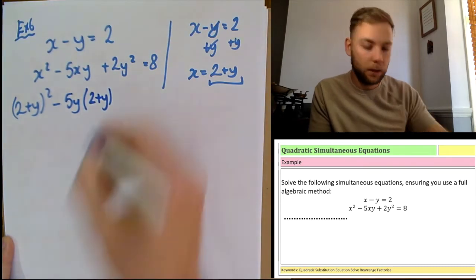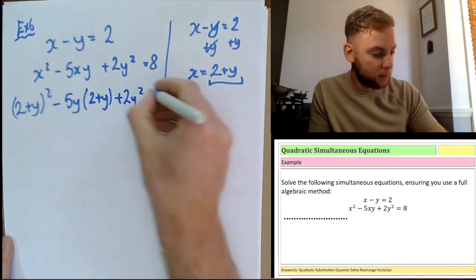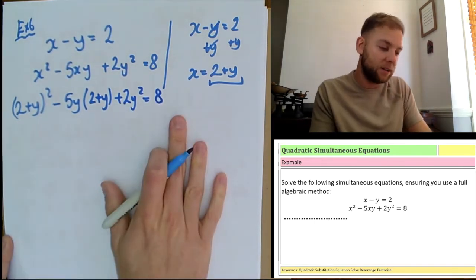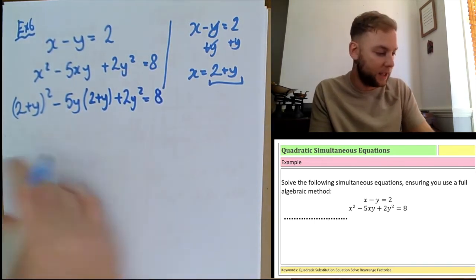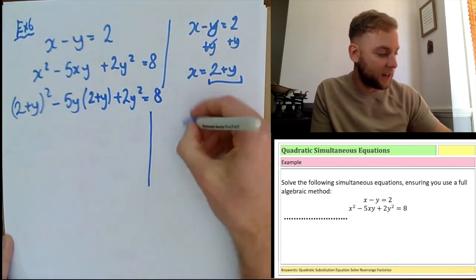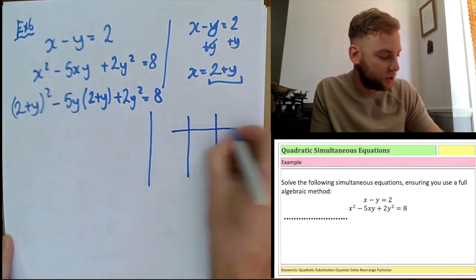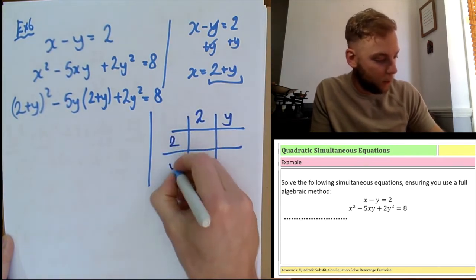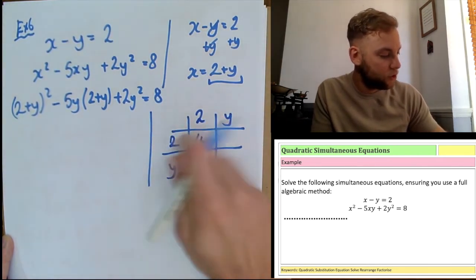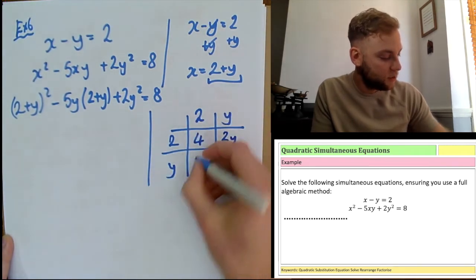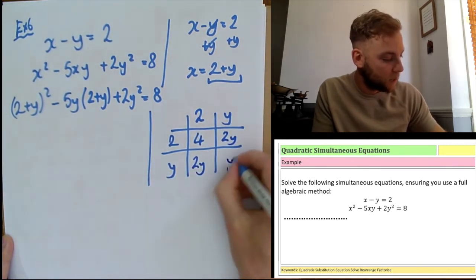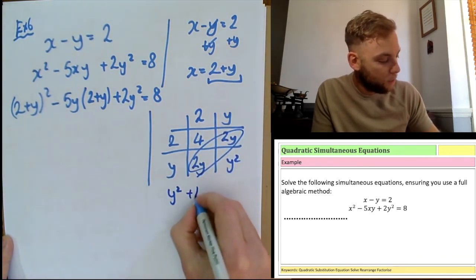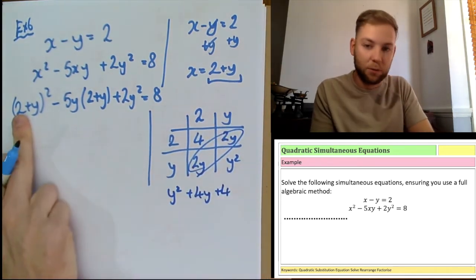Super. Plus the 2y squared is equal to 8. Brilliant. So then you can see why it's a little bit harder now, because I've got to expand this bracket and this bracket. I'm going to expand this bracket on the side the same way as I always do, using the grid method. So 2 and y, 2 and y, 2 times 2 is 4, 2 times y is 2y, 2 times y is 2y, and y times y is y squared. Bringing these two together, I end up with y squared plus 4y plus 4, that's that one.